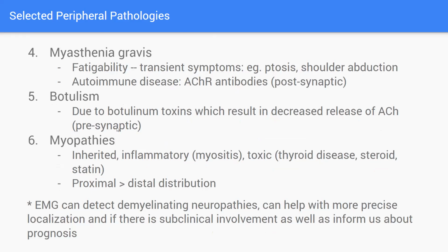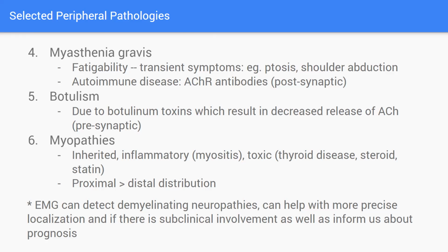A few other peripheral pathologies, going more peripherally once again, include myasthenia gravis, which is a neuromuscular junction issue. The really characteristic thing here is the fatigability. You can have transient symptoms like ptosis, for example, with eyelid droopiness that isn't always present, but with, for example, upward gaze, that might be an issue as well. This is an autoimmune disease with antibodies against the acetylcholine receptors, and that's what leads to the pathology.